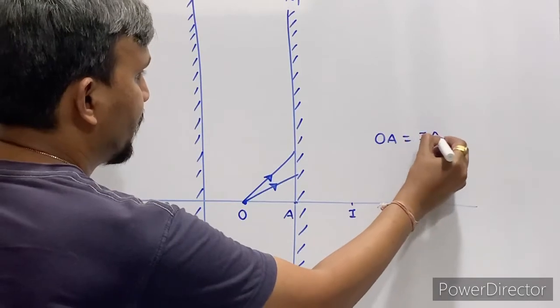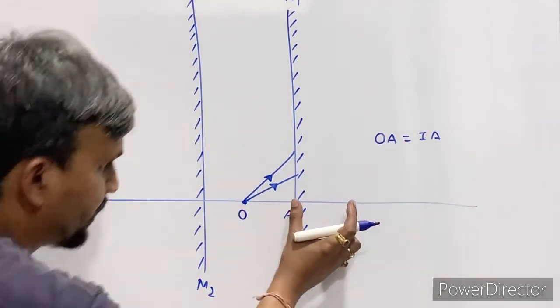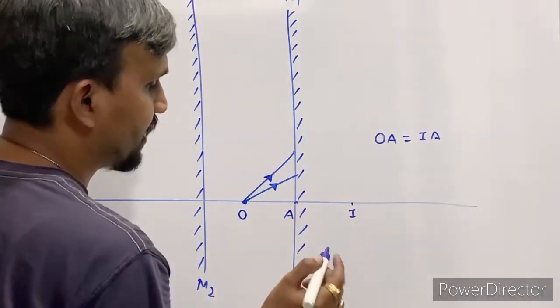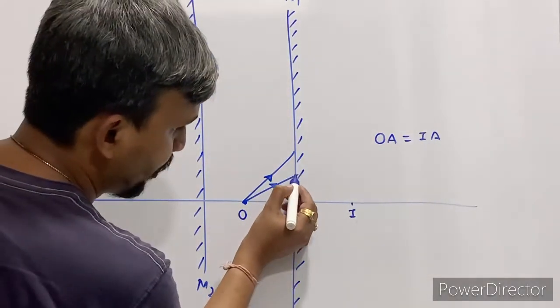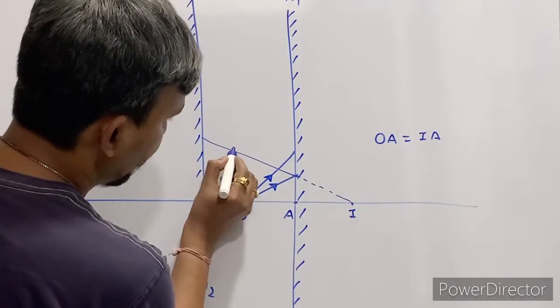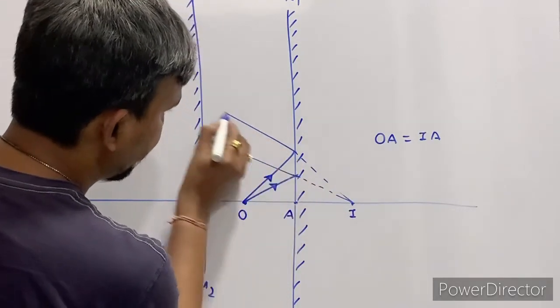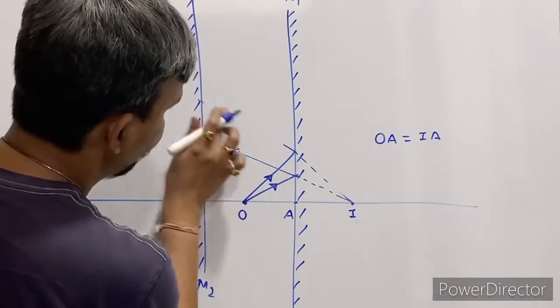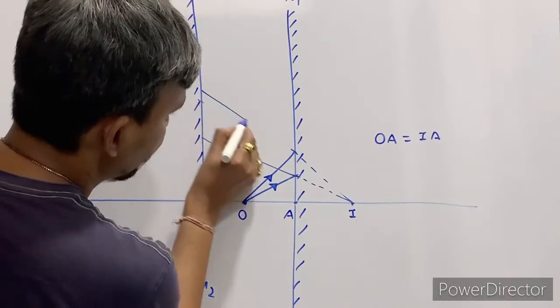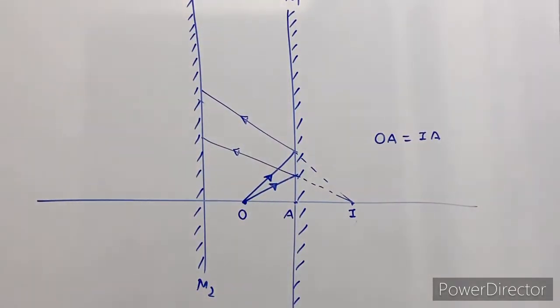Whatever distance I am measuring over here, I will take the same distance. I will mark that point as I, and then I will join this part with the help of a dotted line and continue. This is the reflected ray. This is your first ray.